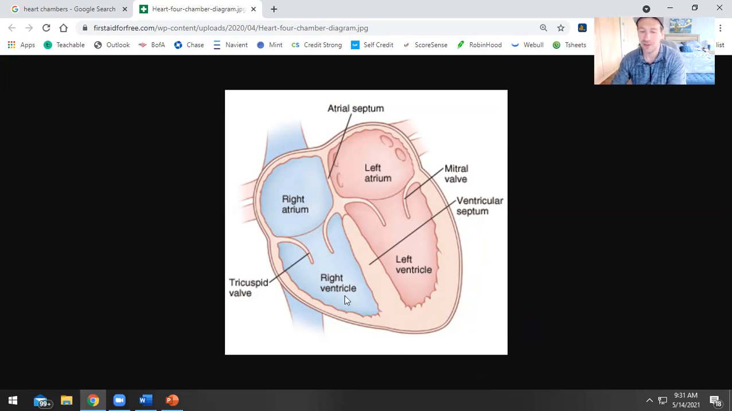Because you'll notice the right is here on the left and the left is here on the right in this picture, because it's from the perspective of this person's heart. It's from the anatomic position.